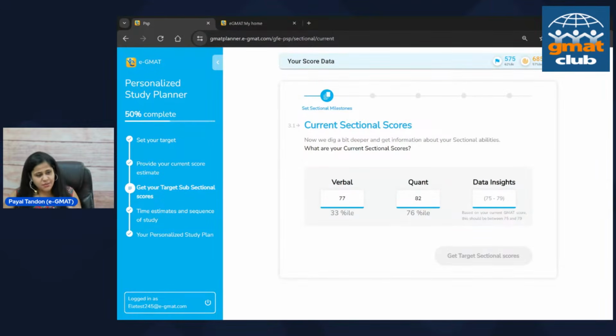And the system is smart enough to see that if I'm at 77 in verbal and in quant, if I'm at 82, then that means in DI, I have to be between 75 and 79. So you can't just enter any random value over here. So let's go with 76. I'm going to put that over here.